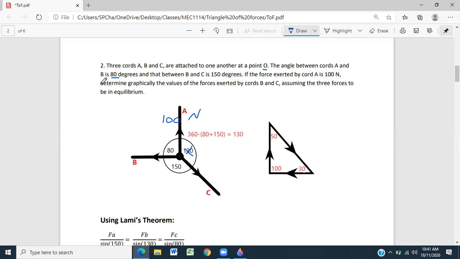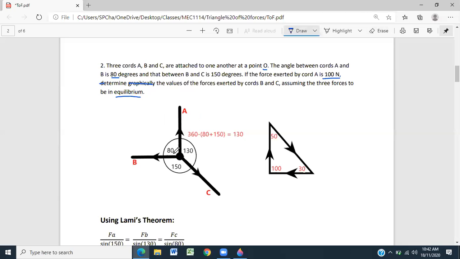Well, we're not determining graphically. Determine the values of the forces exerted by cords B and C, assuming the 3 forces are in equilibrium. So 3 forces in equilibrium can form a triangle. All right, so we already know how to start working this question, right? Just start forming a triangle. Good. So here we have 100 newtons for A, right? Let's just keep that in the back of our head.